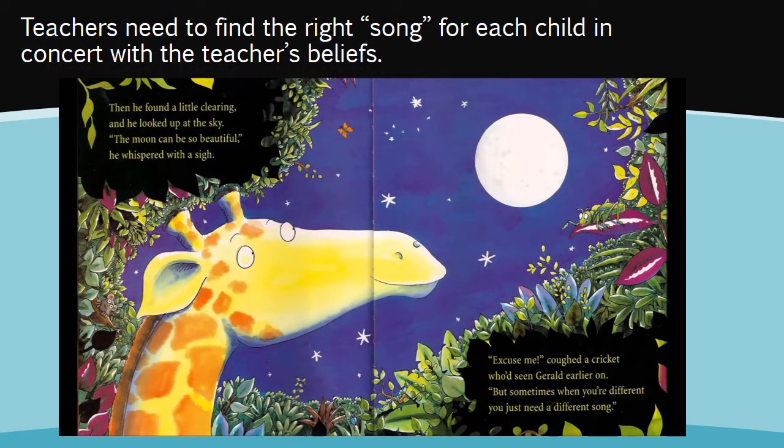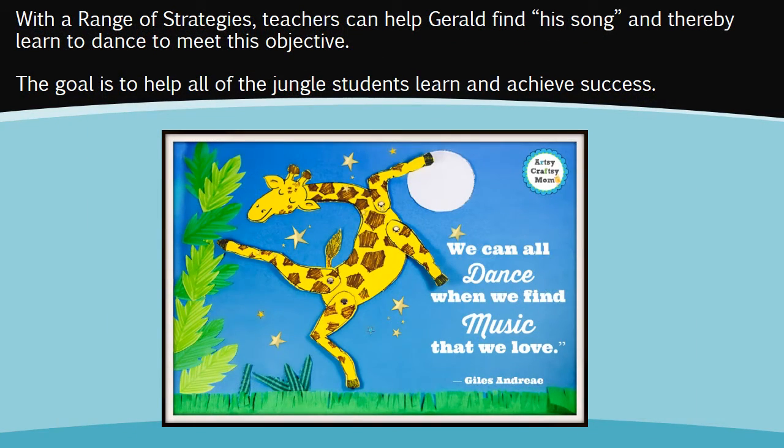When I've thought about all that, I think, okay, I've come to the conclusion, at least for me, that teachers need to find the right song for each child in concert with my beliefs. And that's the conclusion I've come to. It may not be your conclusion, but it's one that I've come to based on thinking about Gerald and my jungle animals. As the cricket says in the story, sometimes when you're different, you just need a different song. And that's my goal, is to find the songs for each child as long as they're in concert with my beliefs.